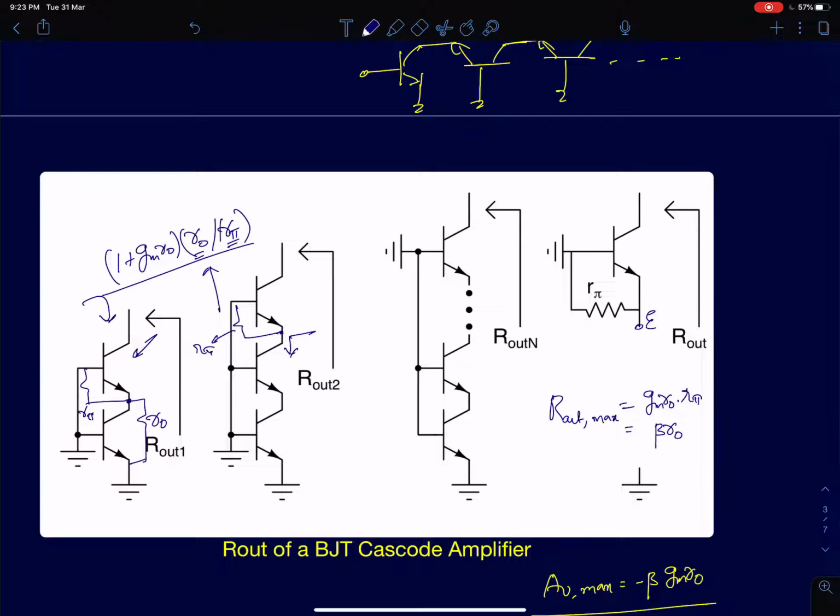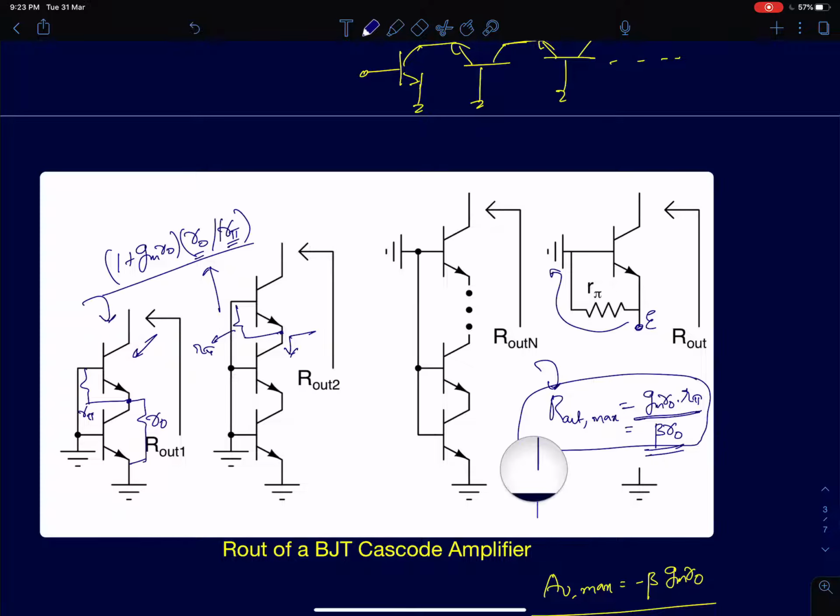But that's not the case here. In a BJT, on the other hand, if you open circuit the emitter, there is still a resistance R pi connecting from emitter to ground. Now that will get multiplied by gm r naught. So it will be r pi into gm r naught, which will again be beta times r naught. So this is the fundamental limit of output resistance that you can get out of a bipolar junction cascode configuration. You cannot exceed beta times r naught.